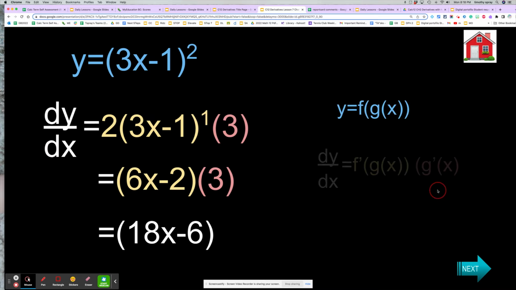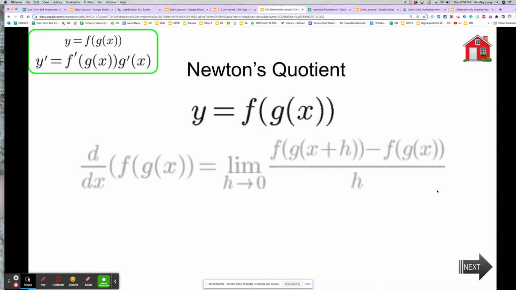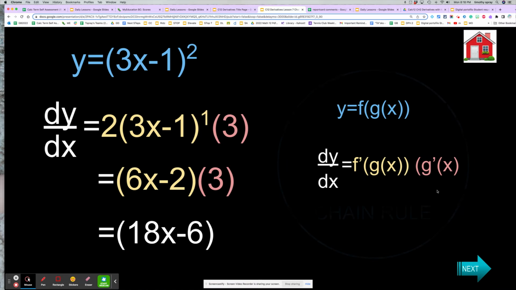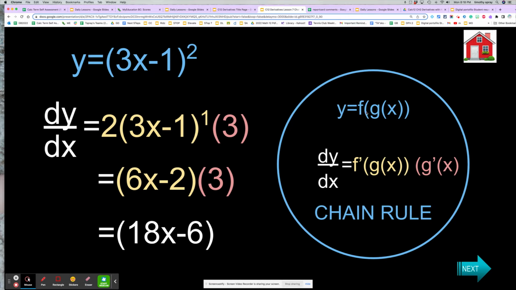And actually let's just show you the chain rule one more time. So the derivative of f of g of x is f prime of g of x times the derivative of the internal function. And you can see how these colors line up. So there's g, and the derivative of f of g of x is 2 bracket 3x minus 1 to the power 1, and then we need to multiply it by the derivative of g.